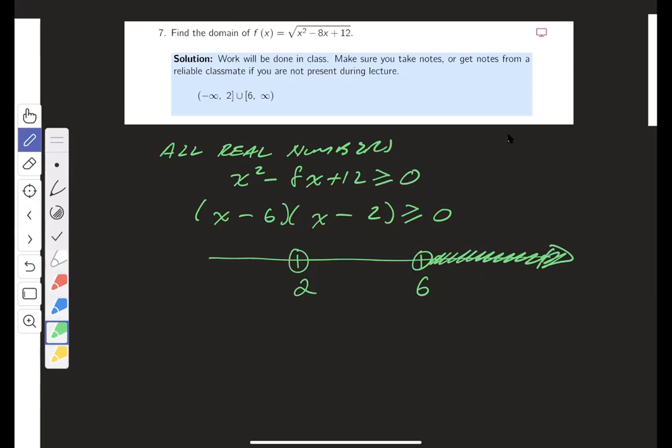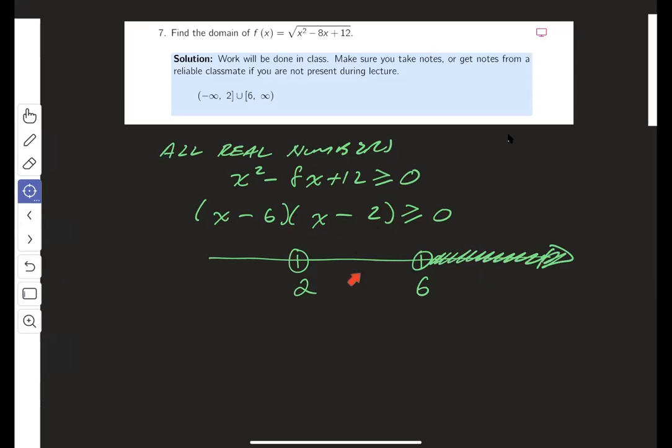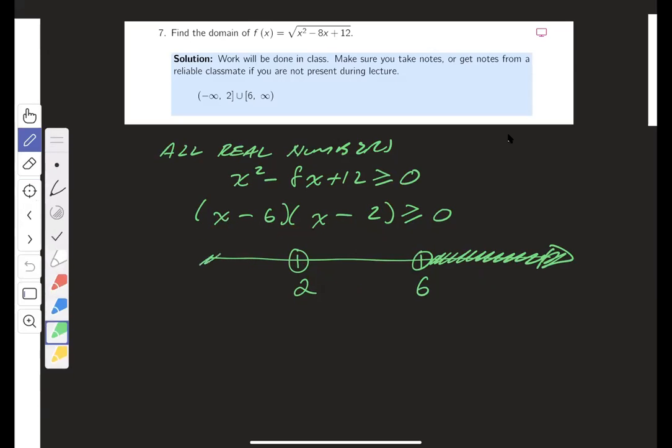All right, let's take another test value between 2 and 6. I would say 3 is a good number to choose. What would you get? A negative times a positive, which is a negative number, and negative numbers are not greater than 0. I can't have that. Let's go below 2. What's a good number below 2? I would say 0. What would you get? A negative number times a negative number, which is a positive number, and positive numbers are certainly greater than 0. So that gets shaded in.